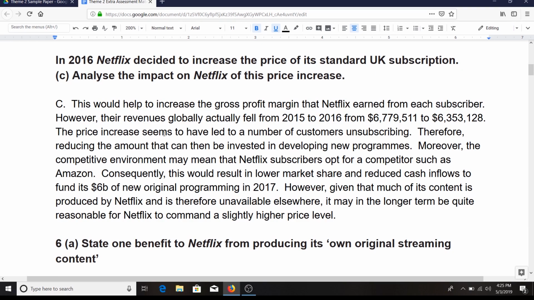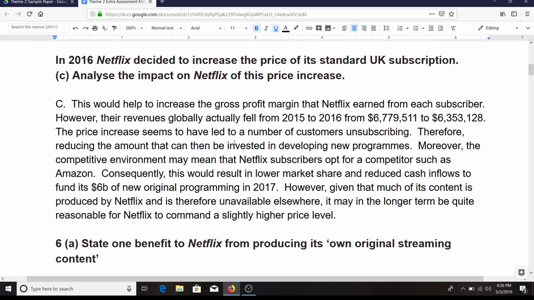We've got this next analyse question. So in 2016, Netflix decided to increase the price of its standard UK subscription. So again, we want the 5 interconnected sentences. We want at least 2, preferably 3 pieces of application through this. So what have we got? Okay, fine. However, their revenues, this is interesting. This has gone a slightly different way.